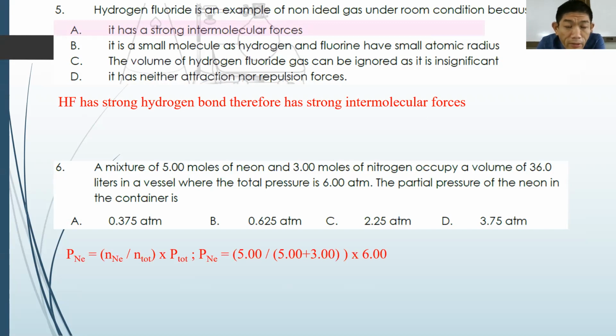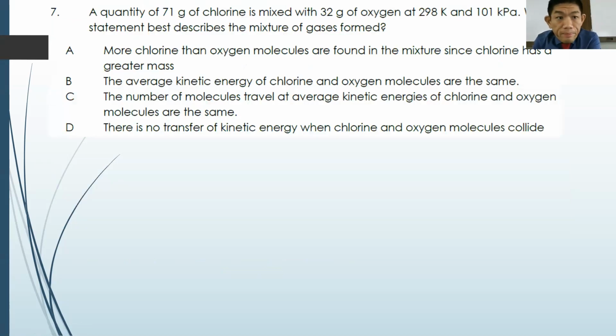You use the Dalton's law partial pressure equation. So the partial pressure of neon is equal to 5 mole over the total mole, 5 plus 3, times 6. So at the end, you get 3.75 atmosphere. Okay, so the answer in here is number D.